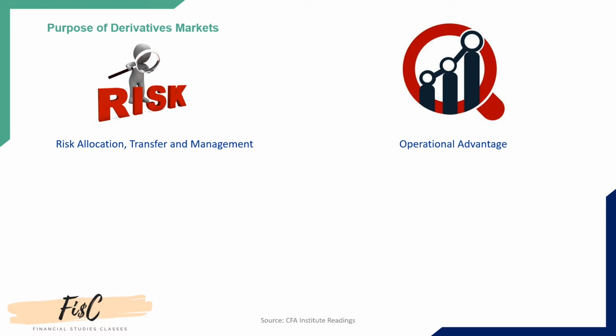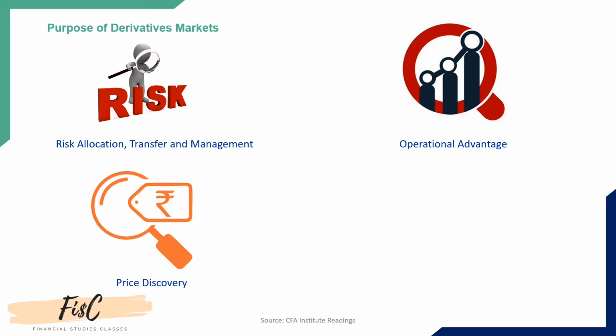If you are not able to understand it right now, there is no issue in that, because this is a topic which we cover later in level 1 and then in level 2 and level 3, so it is a very broad reading. You just have to understand that it is operationally advantageous to deal in derivatives as compared to underlying assets. The third purpose is price discovery.